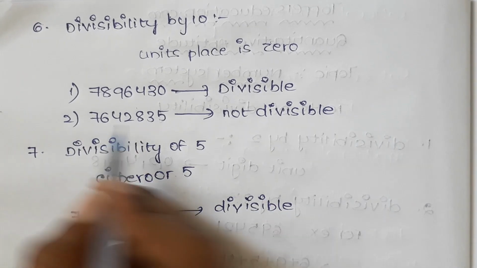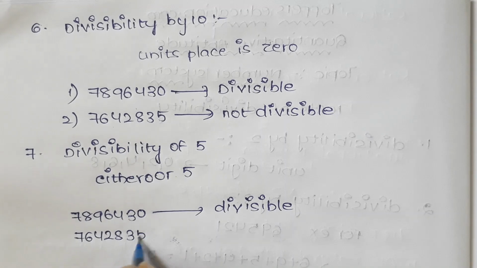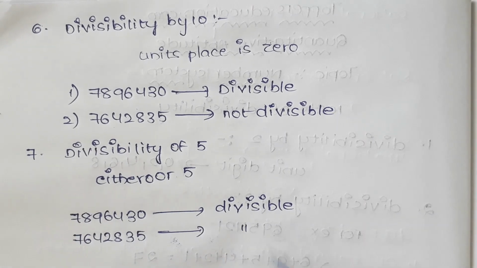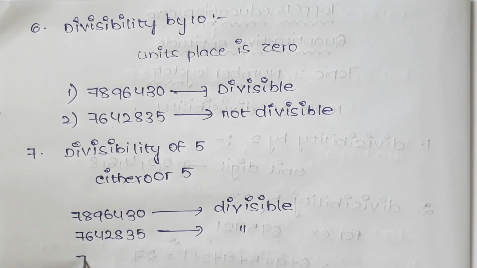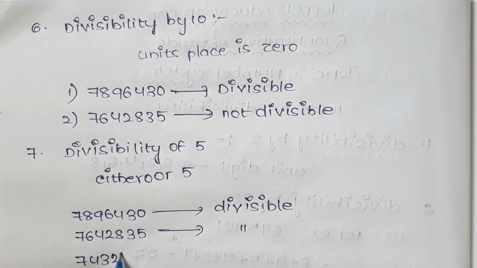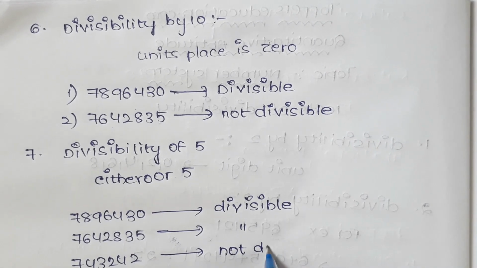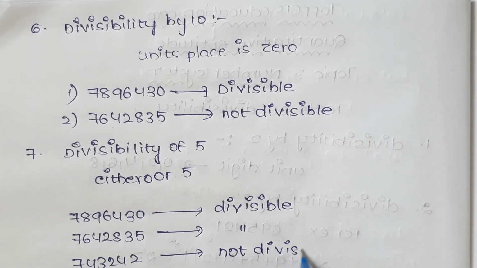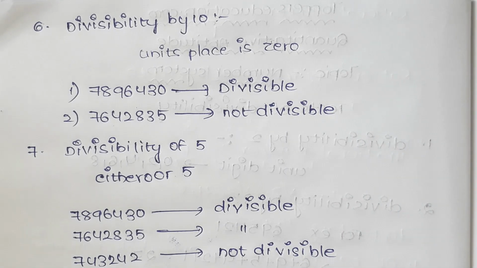And the second one, that is 7642835, and it is also divisible. But other than this 0 and 5, 743242 is not divisible, because in the unit place there is no 0 and no 5. So it is not divisible, and this is about the divisibility rule of 5.